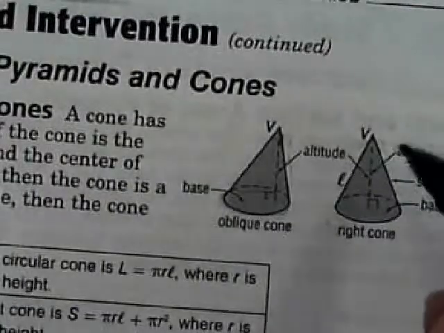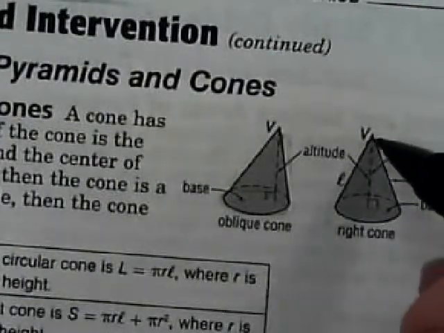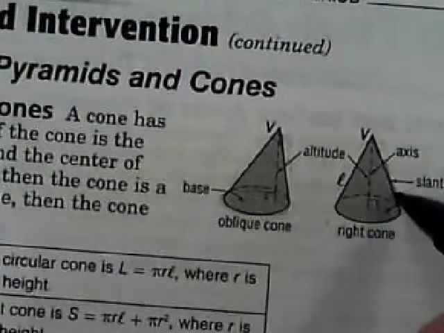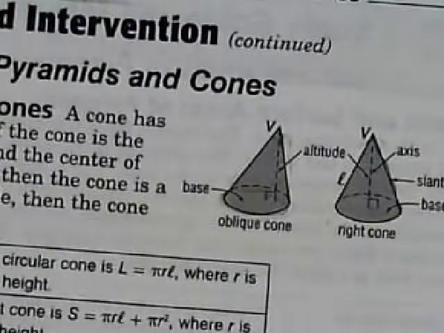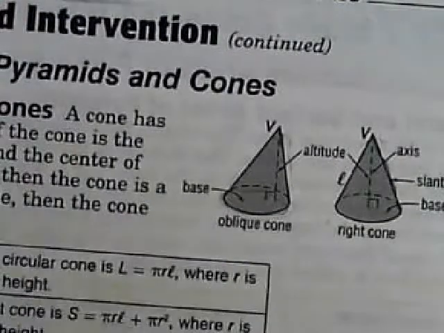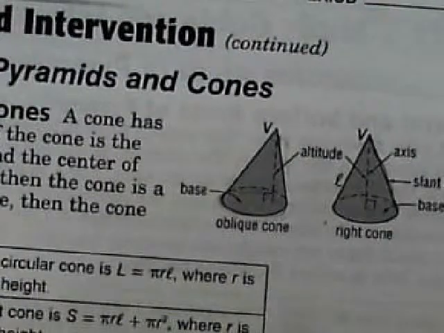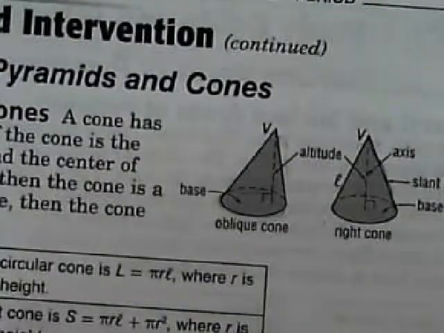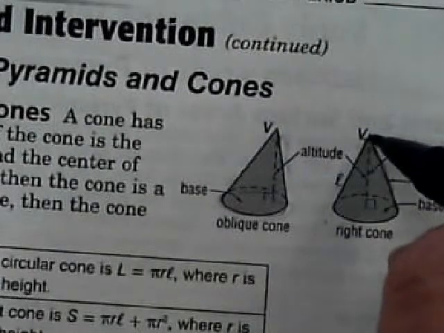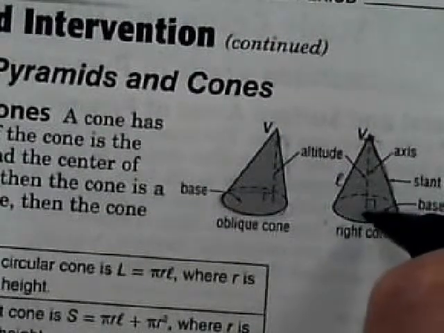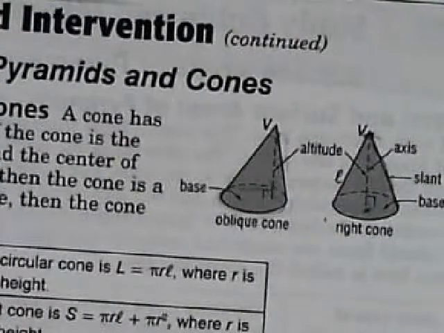It also has a slant height, which goes from here down to the base, if you had to crawl up the outside of a cone. No, we're not talking about an ice cream cone. It also has an altitude that goes from this vertex down to the middle of the base of the cone.